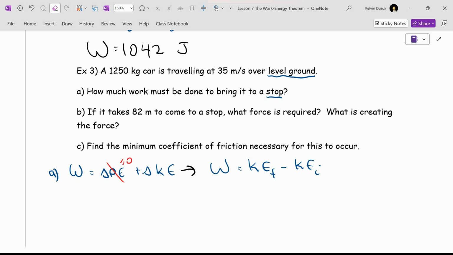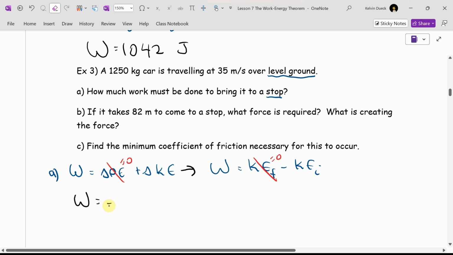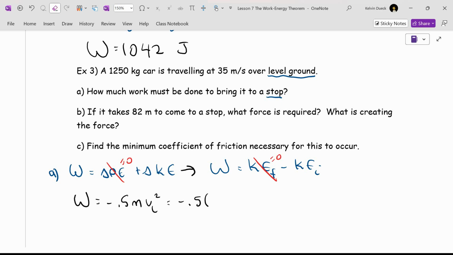Oh, are any of these zero? So one of these kinetic energies is zero. Which one, initial or final? Yep. Well done. So I get this: work equals negative 0.5 m v initial squared. Negative 0.5 times 1250 times 35 squared.